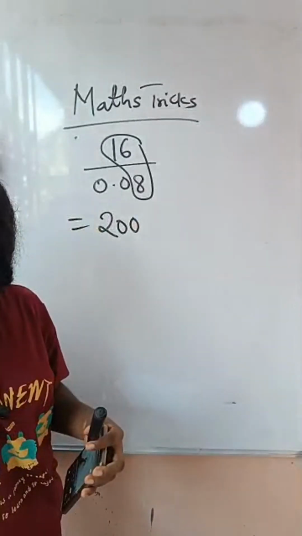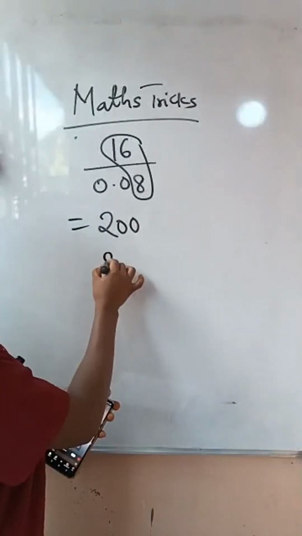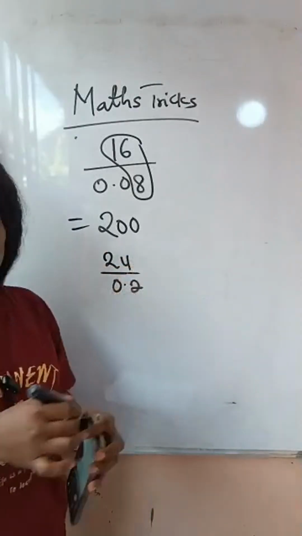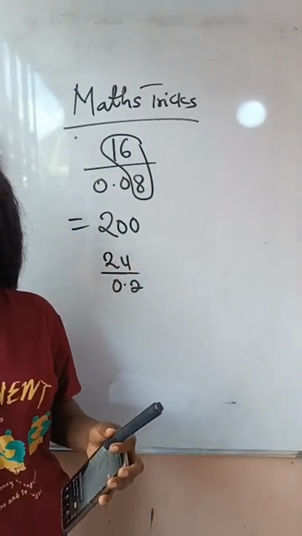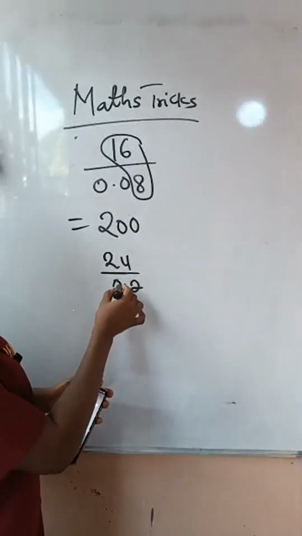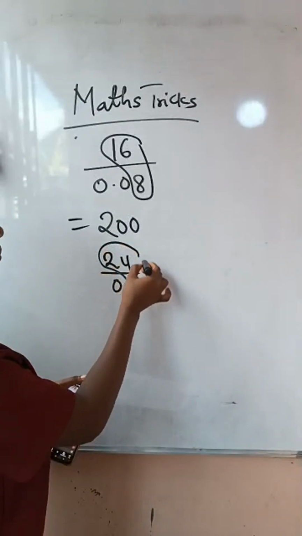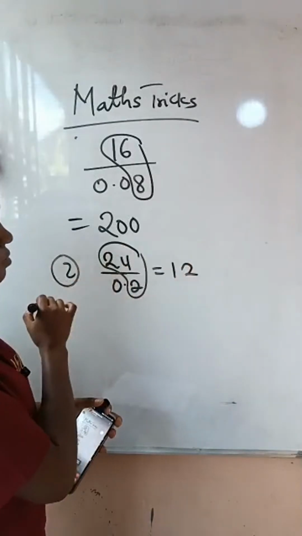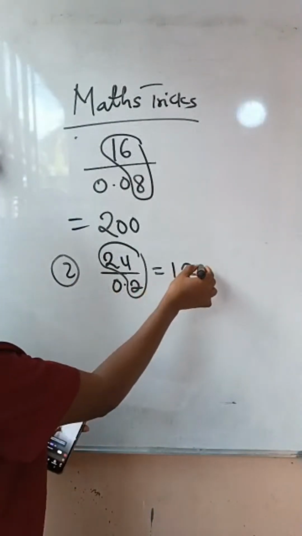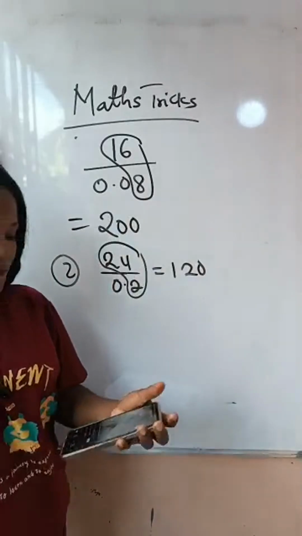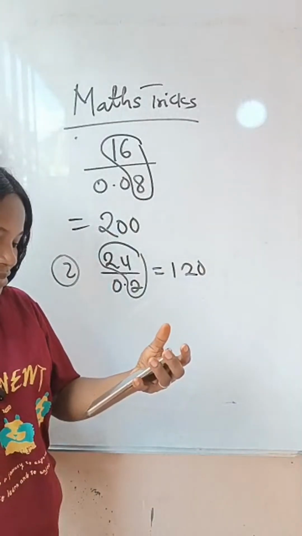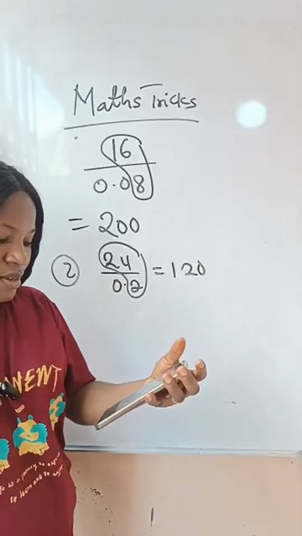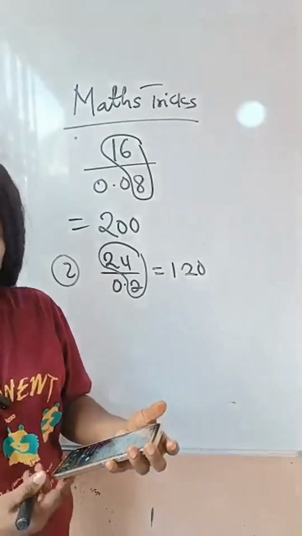So more examples. What if I say 24 divided by 0.2? The same thing: ignore the 0 point, just divide 24 by 2. You are going to have 12, right? Then we have 1 zero, just add it in front, and that is your answer. All right, exactly. So at PK says 120, and that is correct.